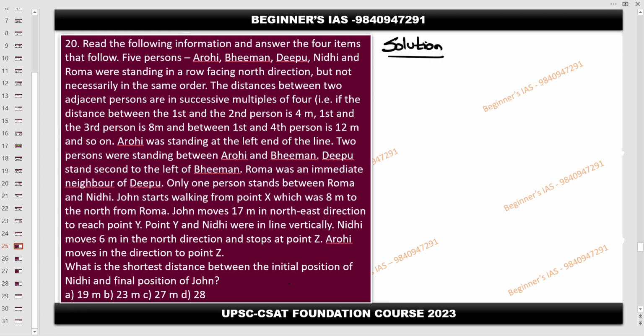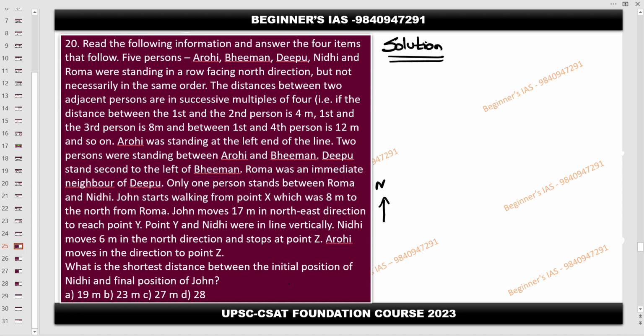did it correctly. Now read the following information and answer the 4 items. Those 4 items are nothing but questions 20, 21, 22, 23. That question follows. So now 5 persons, Harogi, Beeman, Deepu, Niti and Roma, were standing in a row facing the north direction. That is the first piece of information you have to note down: facing the north.